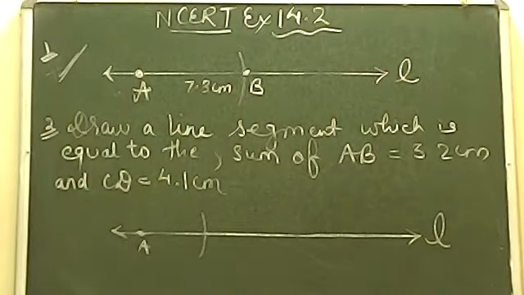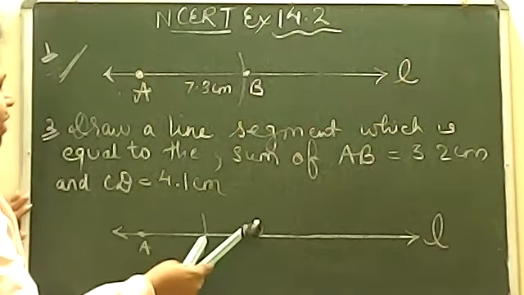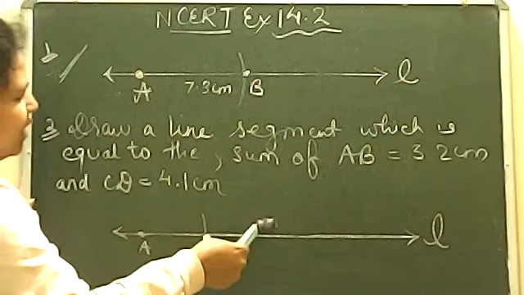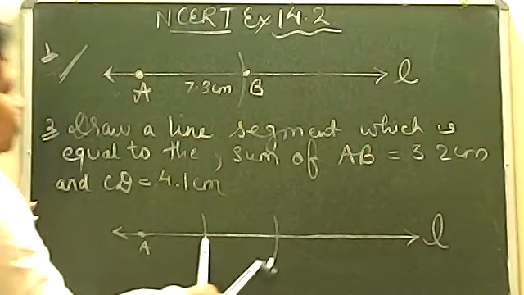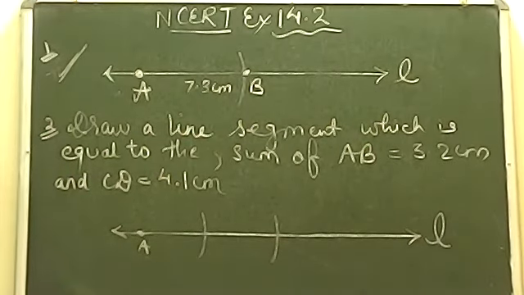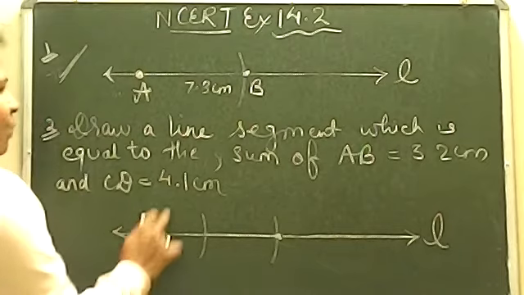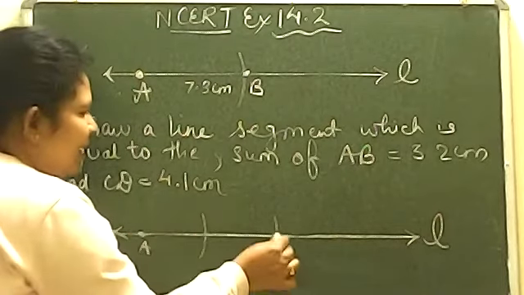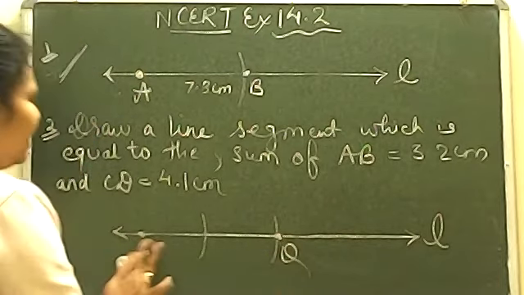So I will be taking here, again I will be taking my compass and I will open it and I will measure it till 4.1. So I will place it here and I will be marking it till 4.1. So this is the second point. Okay. And now this is my final point where I have taken 3.2 as well, 4.1 as well. And here I will place any name which I want. Suppose it can be PQ.